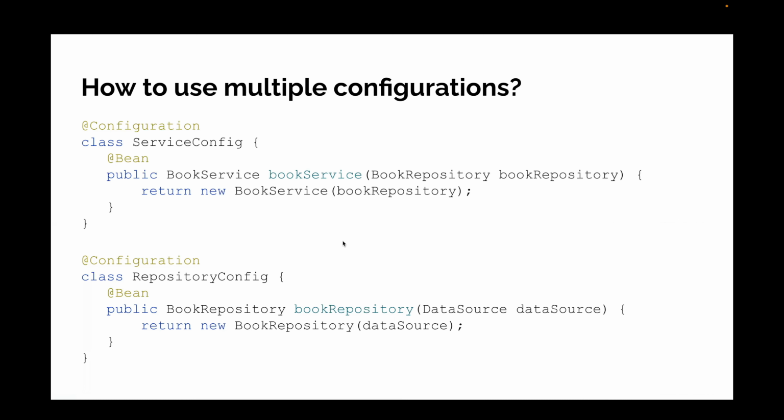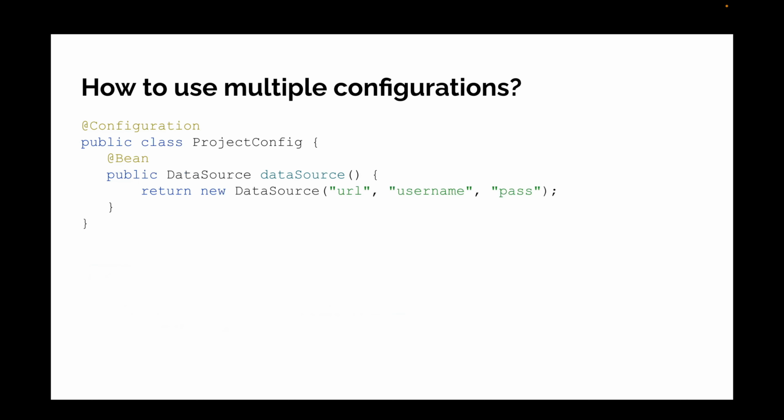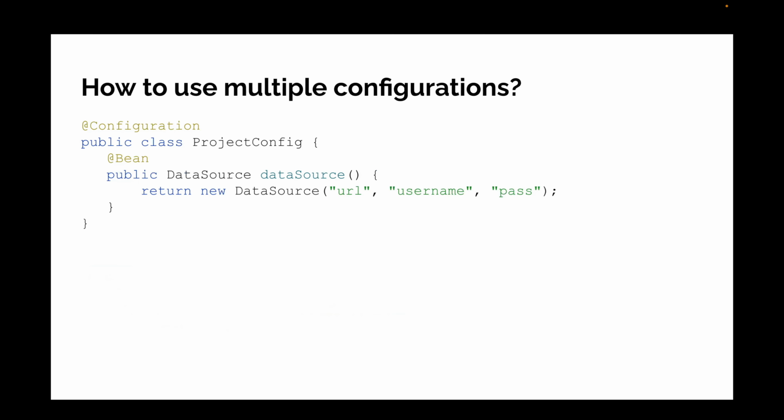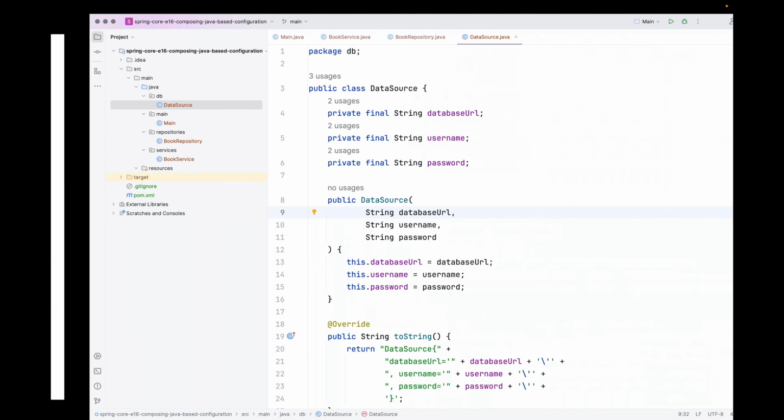We want a class called service config, which will be a configuration class, and it will return a bean of type book service, but it will take a bean of type book repository. Then there is another class called repository config, which is a configuration class, and it will provide a bean of type book repository, but it will take a bean of type data source. And then we have a project config class, which is also a configuration file, and it will return a bean of type data source. And what we want is all these three configurations to be included inside the Spring IOC container. So first of all, let's create these three classes.